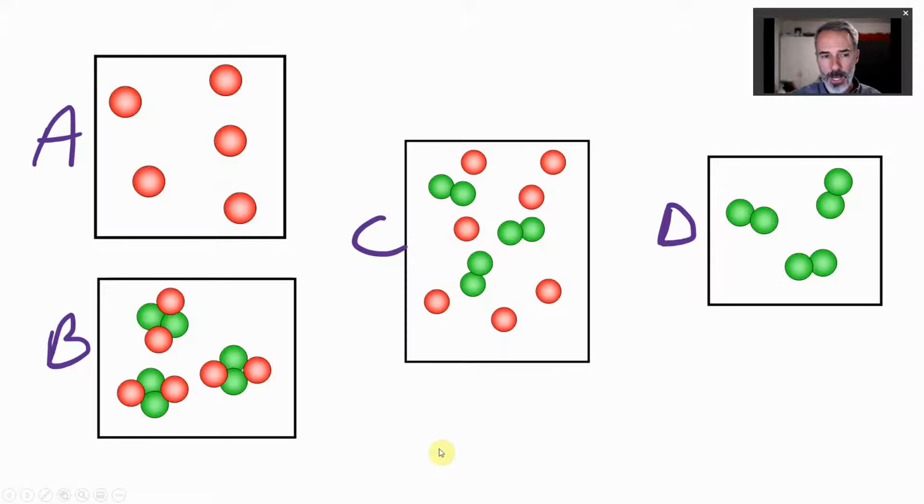So let's look at this. I've got 4 boxes up here, and obviously I want you to make a prediction about what's going to happen. When we make predictions, a lot of times people are nervous about being wrong. Don't worry about being wrong. Here's what I want you to do: some of these 4 boxes represent pure elements. I want you to tell me which 2 represent pure elements and how you knew that.